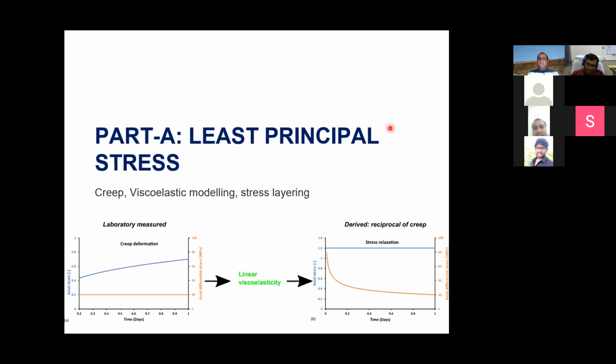So in this first part, I'll give you a brief idea of how the least principal stress is normally measured in the field. Then a brief discussion about creep, viscoelastic modeling, as well as stress layering.